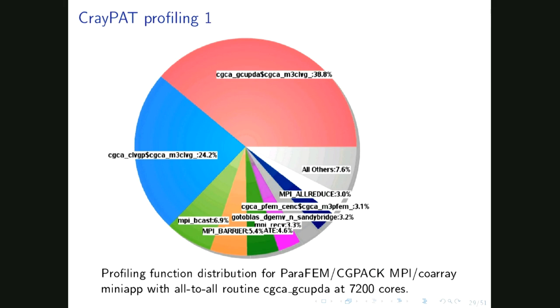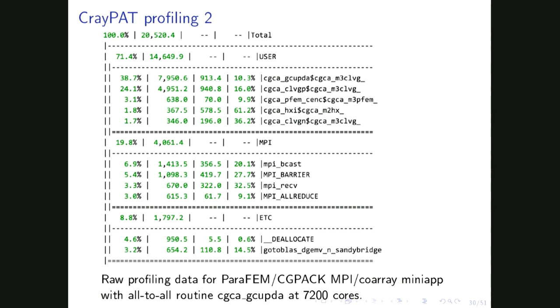We soon realized that there was a function called CGCA which was taking almost 40% of the time. So obviously, this was the first routine to look at for further optimization. Similarly, this is the raw data from the profiler, where we can see at the top of the user calls is this function.